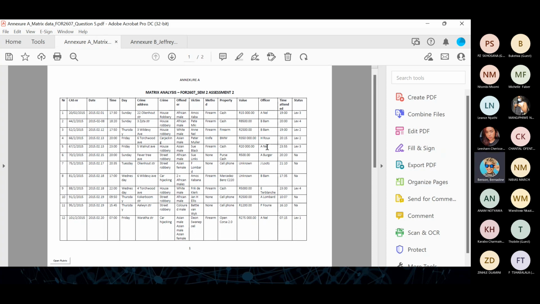Your second item is there's the CAS number. The CAS number is what you get when you go and report the incident at the South African Police Service. There's the date that it happened, the time, the day, the address. It was also a house robbery. The offender was an African male. The victim is there. Method used was firearm, cash stolen, that amount of money, and Bum was the security officer. He attended at 8 o'clock, and it was a level 4. So you can see how the crime incidents have been recorded here.